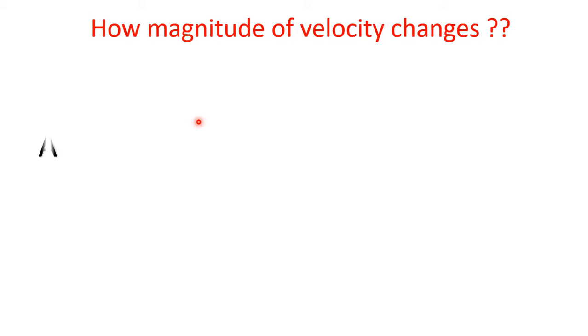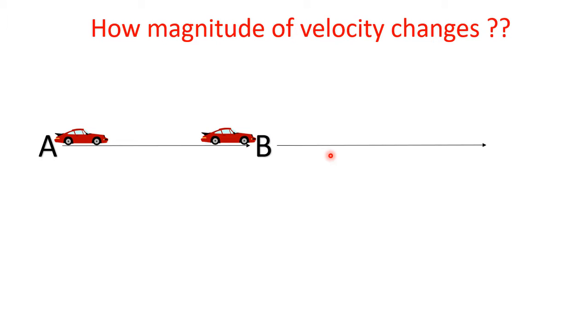So let's suppose there is a point A and a point B, and a car is moving from point A towards point B, and then from point B to point C. Suppose when this car moves from A to B, its velocity v equals 10 meter per second towards north.